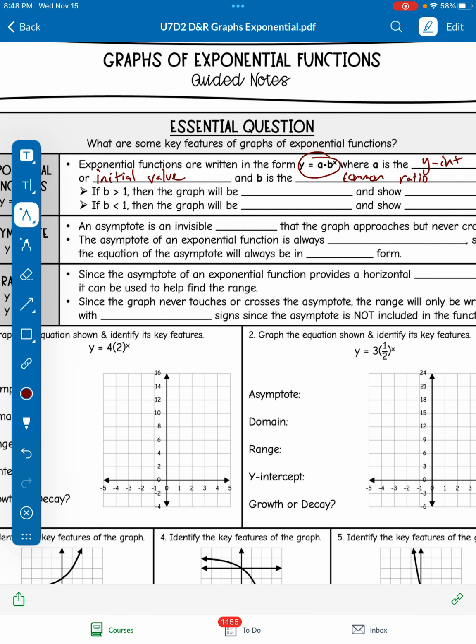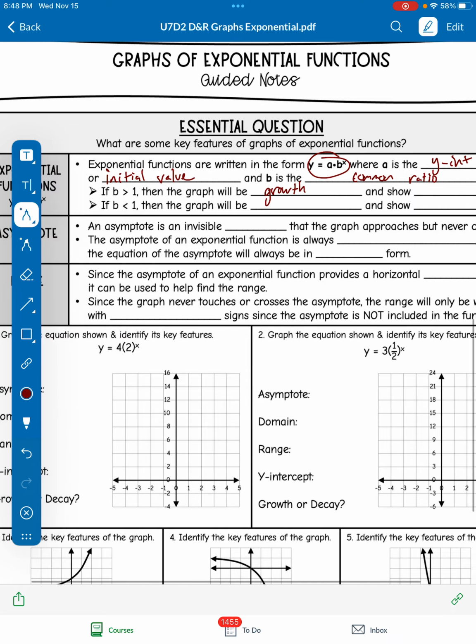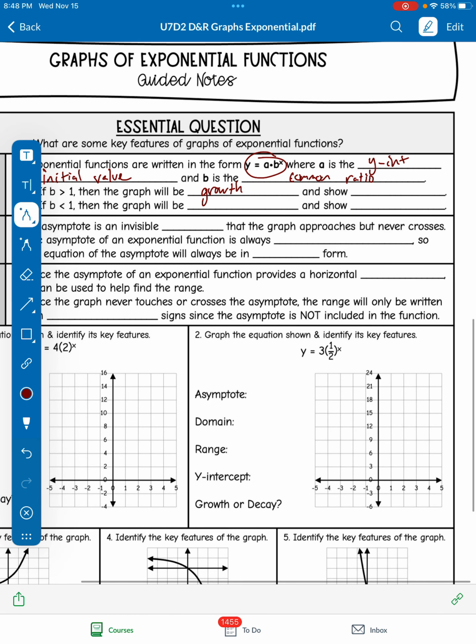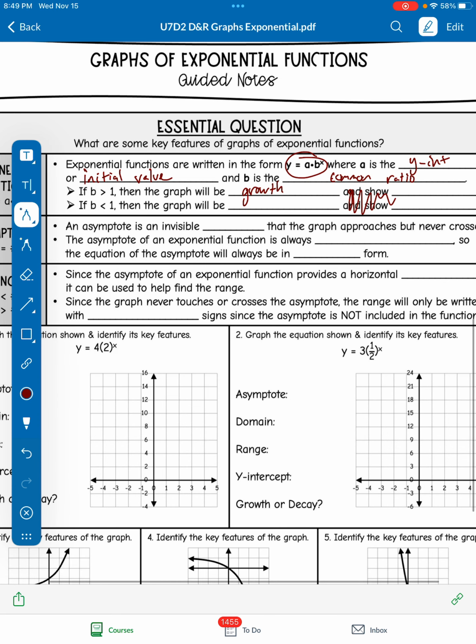If B is greater than 1, then the graph will be exponential growth and show increasing. Maybe it's supposed to be increasing first, then growth. I don't know. Let's just ignore these. If B is less than 1, it should be decay.